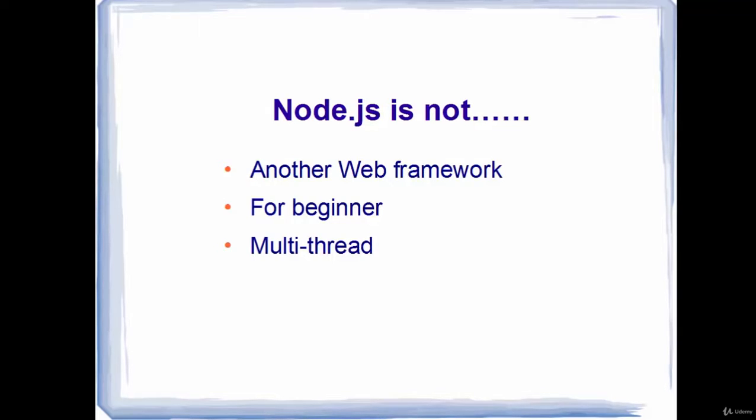And most of the time, if you think about servers, you may link servers to a multi-threaded application, but Node.js is not a multi-threaded application. It uses the concept of asynchronous IO, which we will also see in the later videos.